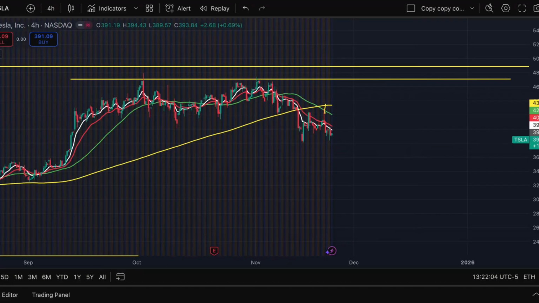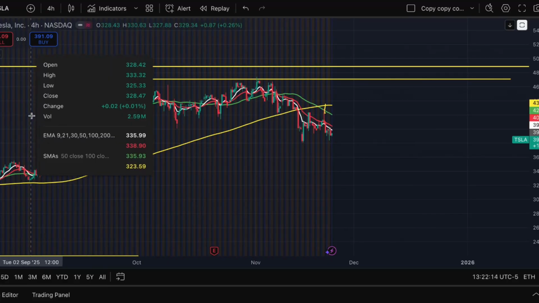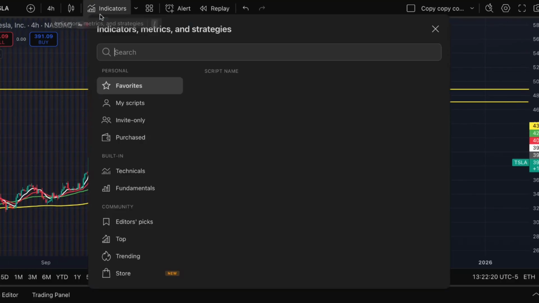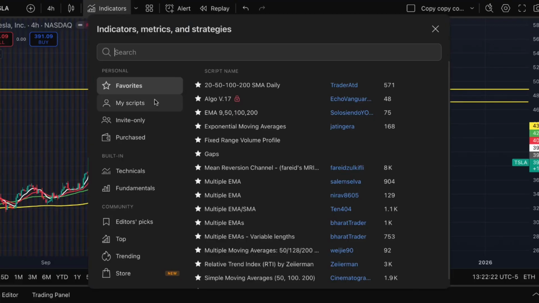All right, so that is it for learning SMAs and EMAs. One thing I didn't show you is how to put them on your chart. I should have done that at the beginning of the video, so I'll do it now. You're going to come up to these indicators here, and I already have them in my favorites. So you can feel free to pause the video. This is the one that I'm using. Oh no, sorry.